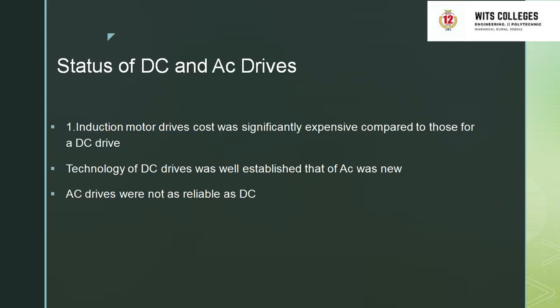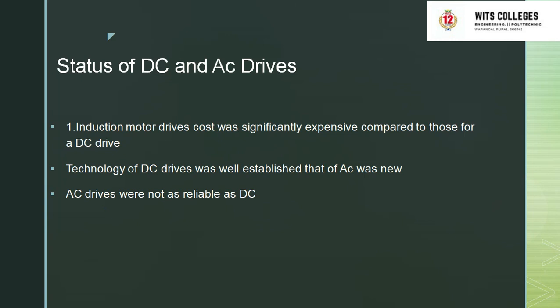Coming to status of DC and AC drives. See, in the past, induction and synchronous motor drives were mainly used in fixed speed applications. Variable speed applications were dominated by the DC motor drives. Because of the advantages of squirrel cage induction motors over DC motors, it was predicted that induction motor drives will replace DC drives in variable speed applications.